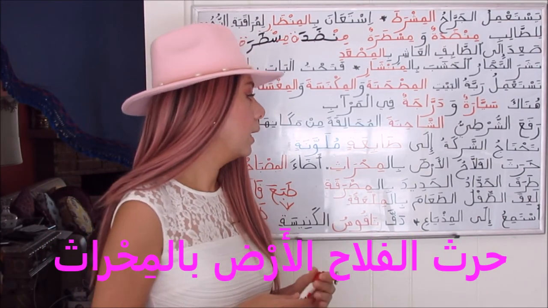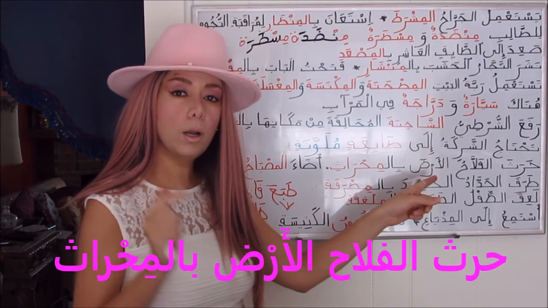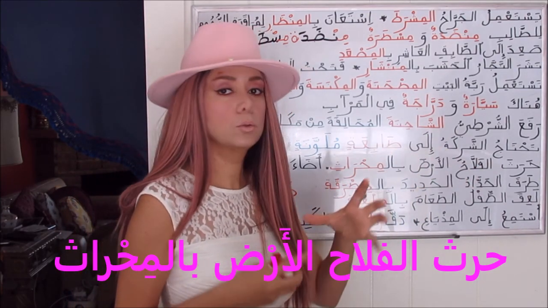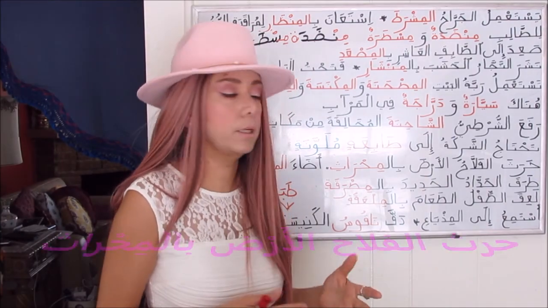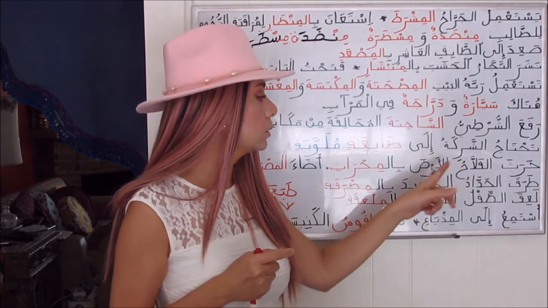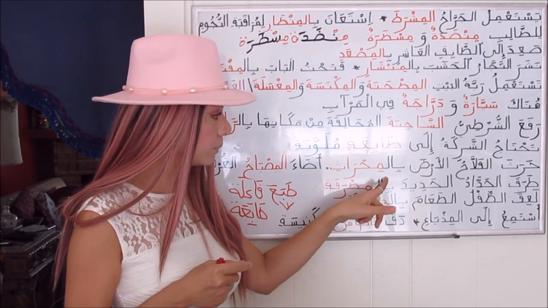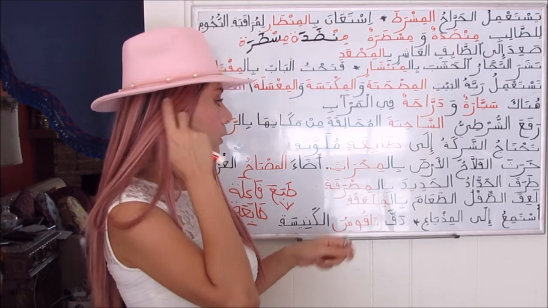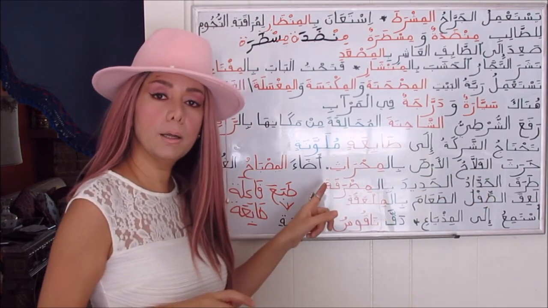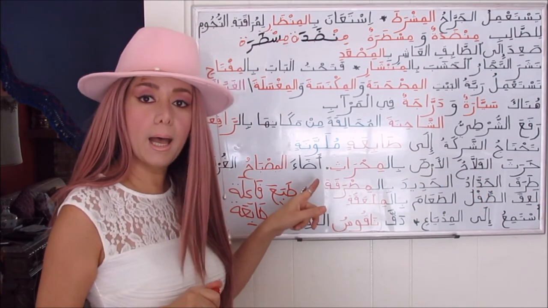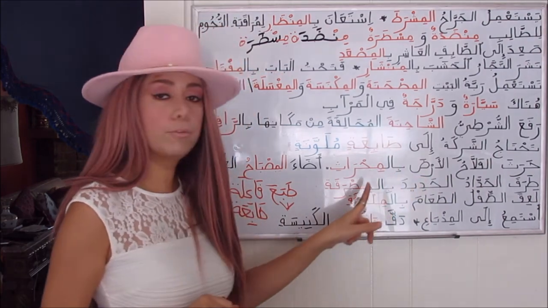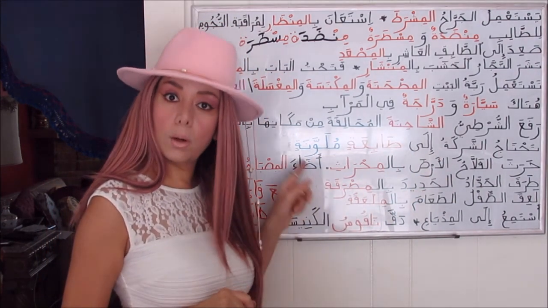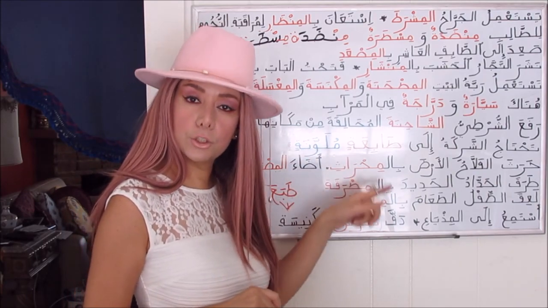حرث الفلاح الأرض بالمحراث. حرث, to plow or to cultivate. The farmer plowed the ground with the plow. So حرث, محراث, مفعال, فعل, مفعال. حرث, محراث. اسم الآلة, utilitarian noun.